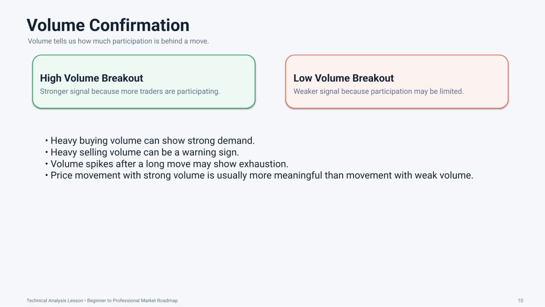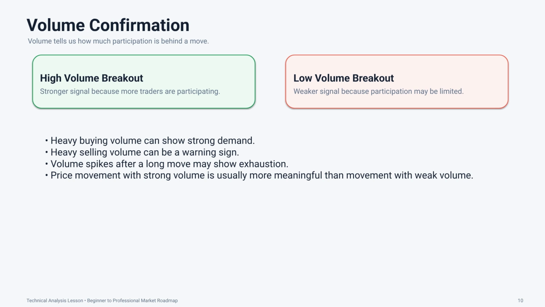The first one is a high volume breakout. A high volume breakout is usually stronger because more traders are participating. If price breaks above resistance and volume increases, that can show strong demand. Buyers are stepping in, and the move may have more strength behind it.